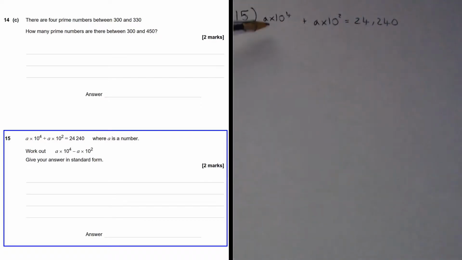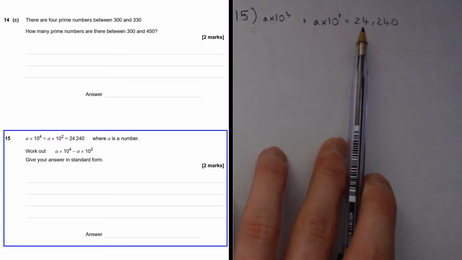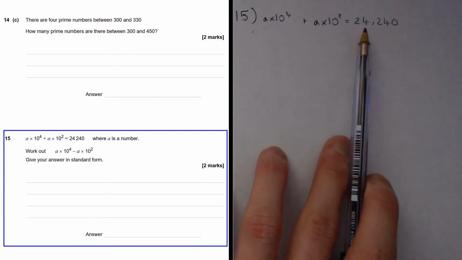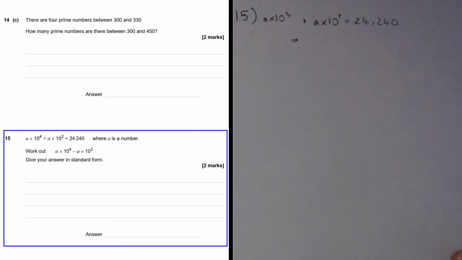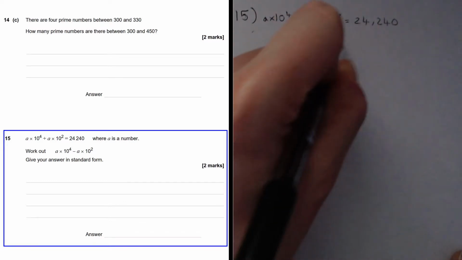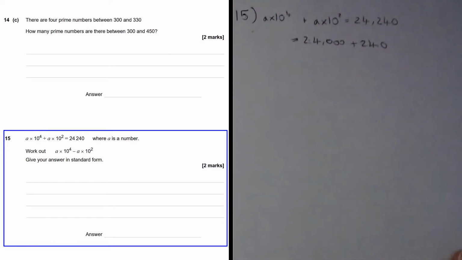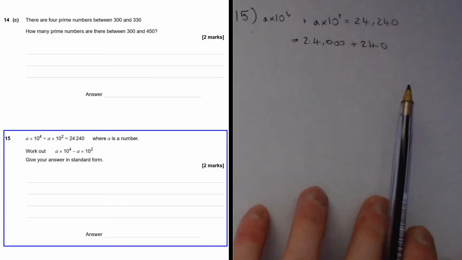So notice here we have a times 10 to the 4 plus a times 10 squared. So something times 10 to the 4 plus the same something but times 10 squared. Notice the repetition here, so we've got a 24 and a 24. So let's split this up and write this in terms of standard form. Well, 24,240 is 24,000 plus 240. How did I spot that? It's the repetition of the 24s there.